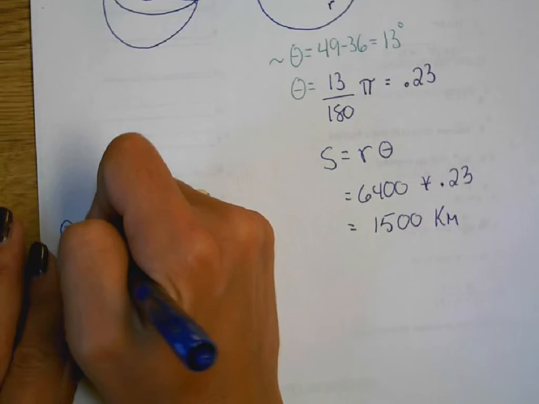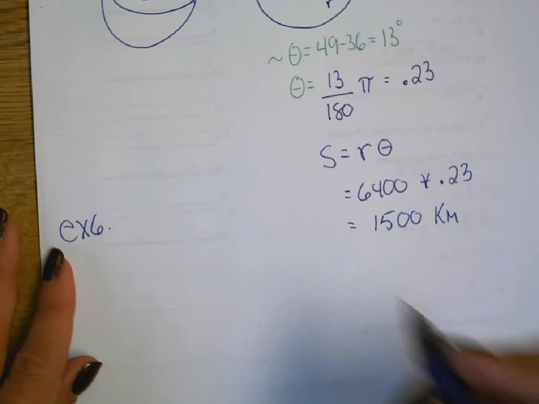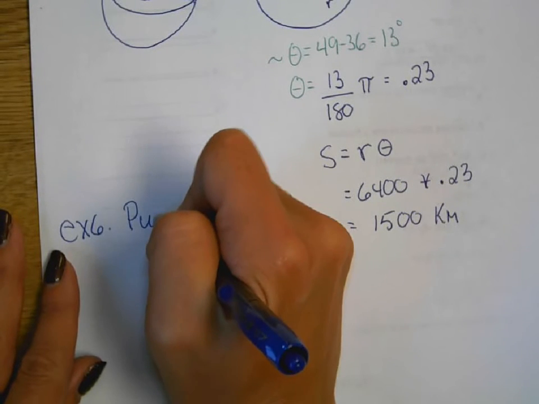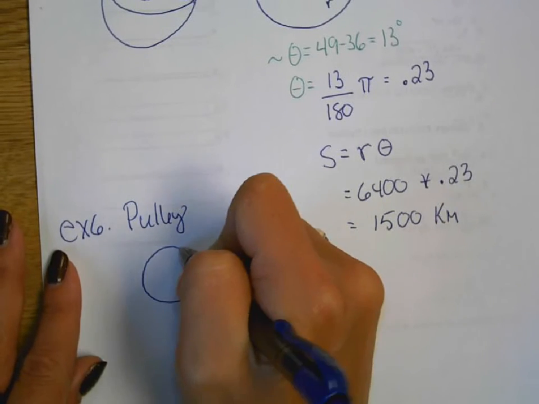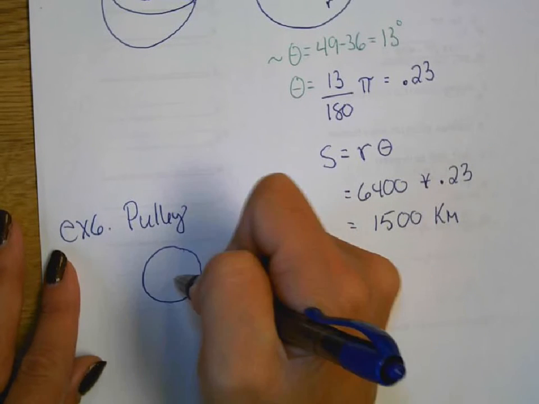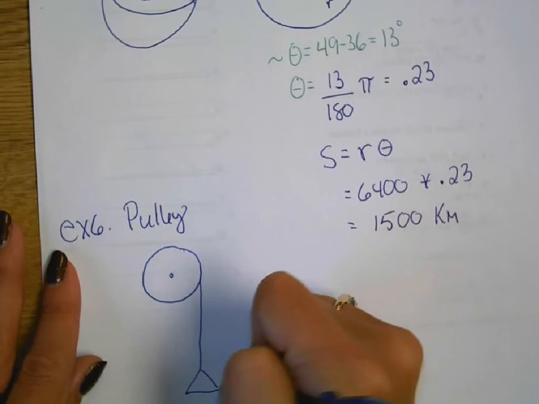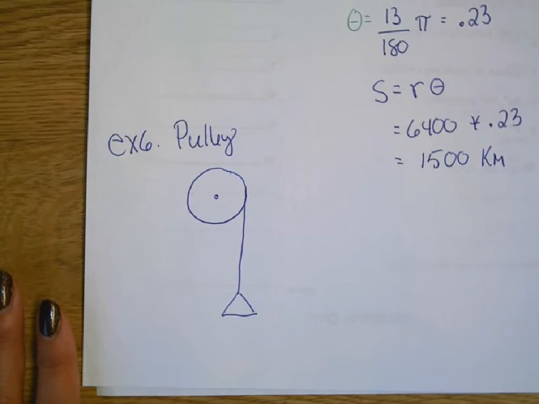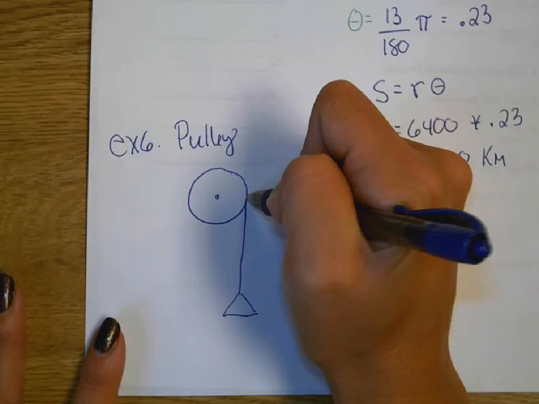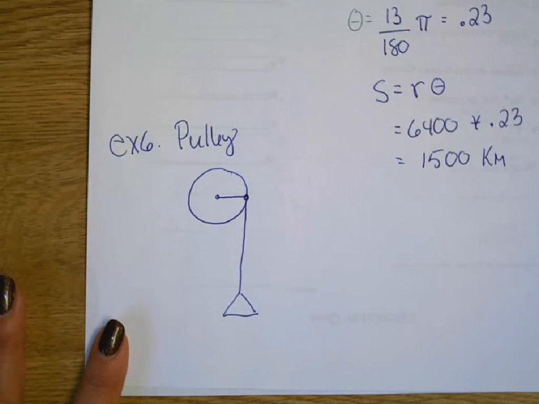I have one more. Number 6. Okay, I've got a pulley. I'm not going to write all the words. So I've got a pulley that has some string wrapped around it, and then it has a weight hanging off of it. All right. We are going to turn the crank 72.5 degrees.